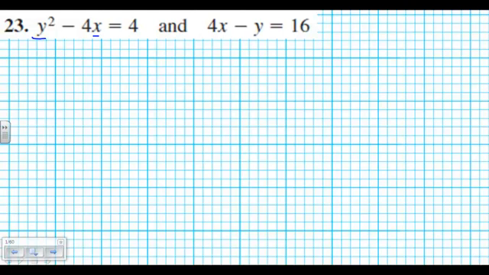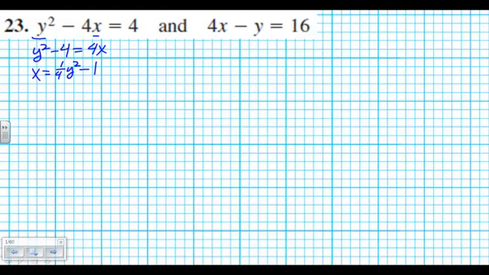So if it's left to right, I want to rewrite this parabola in the form of x equals a function of y. I'm going to solve this for x. So I'm going to bring the x stuff over there, and the 4 over there, and I get y squared minus 4 is equal to 4x, or x is equal to 1/4 y squared minus 1. Everyone okay with that so far?